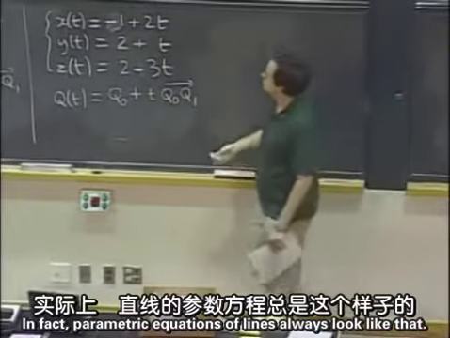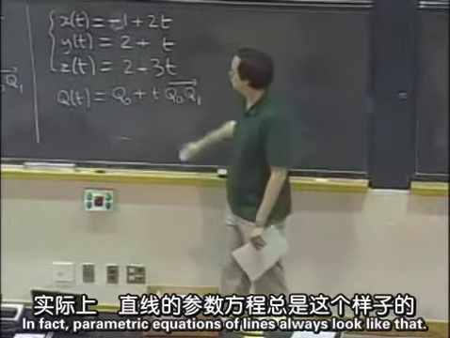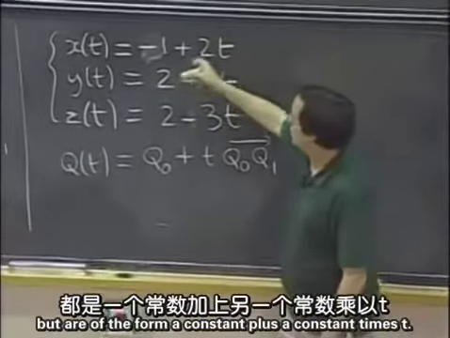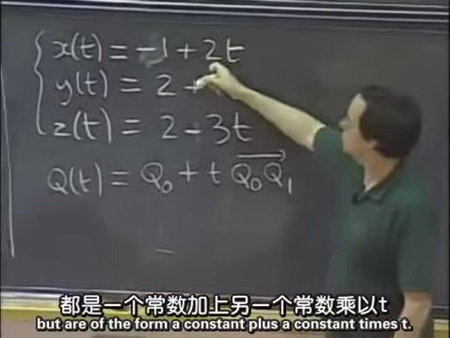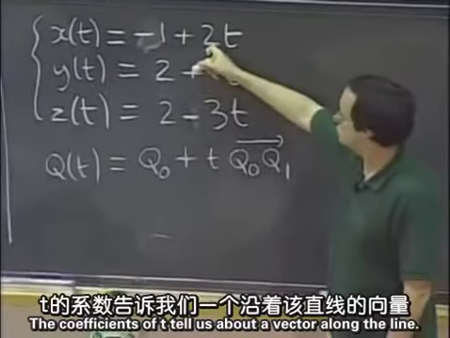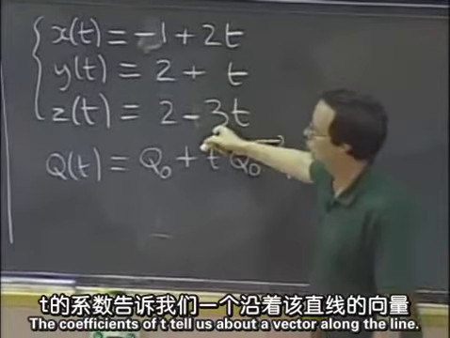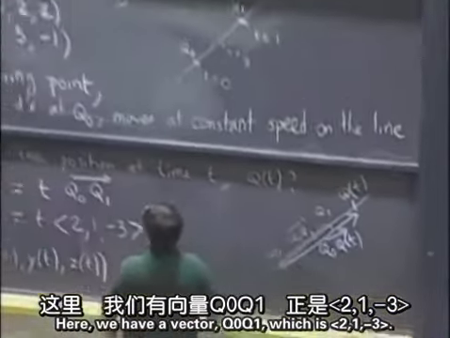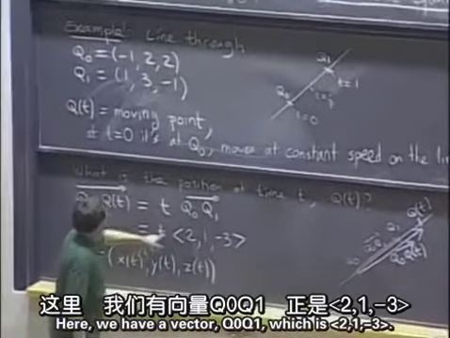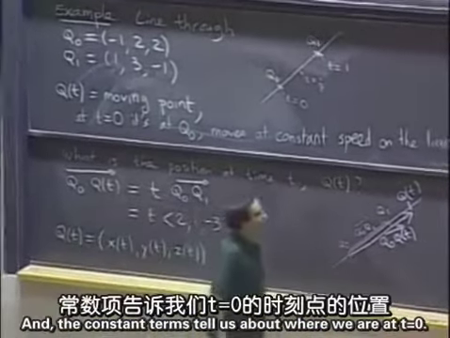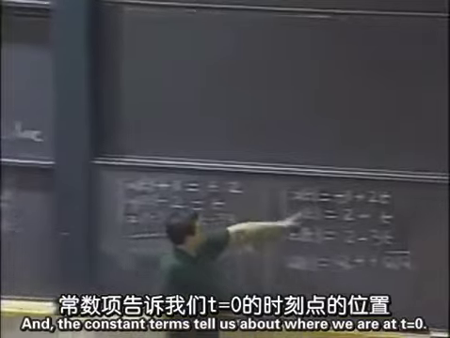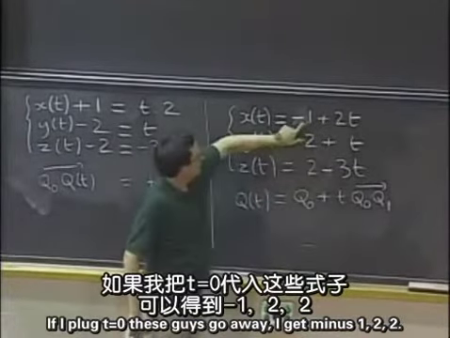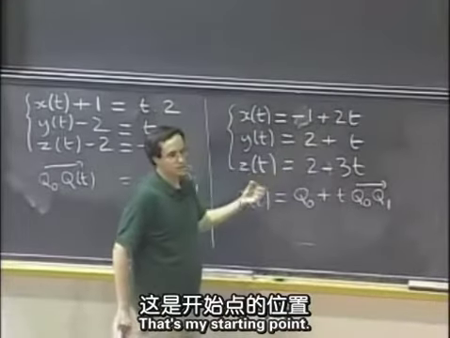In fact, parametric equations of lines always look like that. X, y, and z are functions of t that are of the form a constant plus a constant times t. The coefficients of t tell us about a vector along the line. Here we have a vector q0, q1, which is 2, 1, negative 3. And the constant terms tell us about where we are at t equals 0. If I plug t equals 0, these guys go away. I get minus 1, 2, 2. That's my starting point.